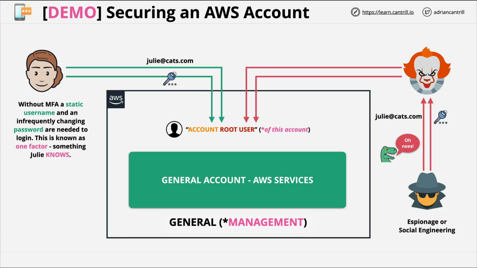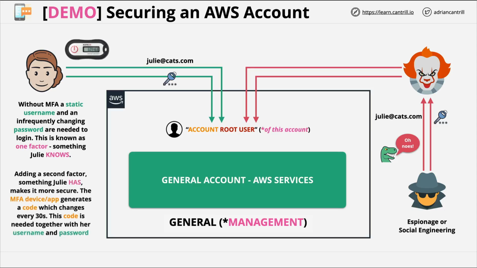Now we can prevent this by using multi-factor authentication, and this means adding a second factor, something other than the secret which Julie knows. Now in addition to this, we're using something that Julie has, a physical MFA device or virtual MFA device which is running within an application on her mobile phone. Now it means that in order to log in, an MFA code is needed, something which is valid for a single use and changes every 30 seconds or so.